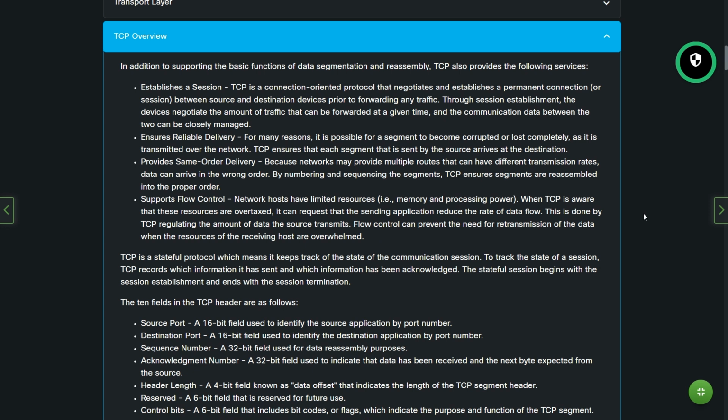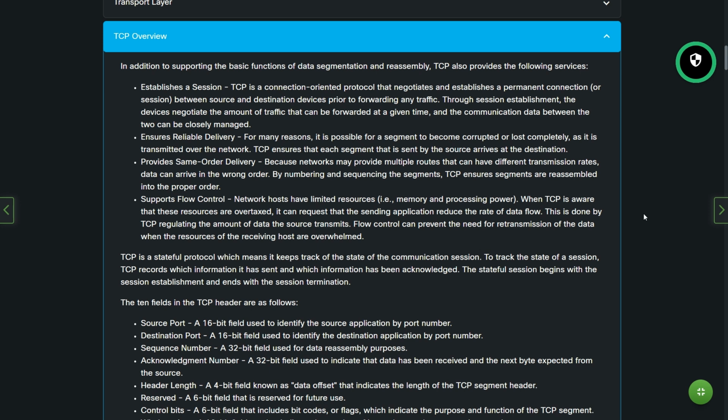The next point is ensure reliable delivery. For many reasons, it's possible for a segment to become corrupted or lost completely as it's transmitted over the network. TCP ensures that each segment that is sent by the source arrives at the destination. The next point is provide same order delivery. Because networks may provide multiple routes that can have different transmission rates, data can arrive in the wrong order. By numbering and sequencing the segments, TCP ensures segments are reassembled into the proper order. And the last point is support flow control.